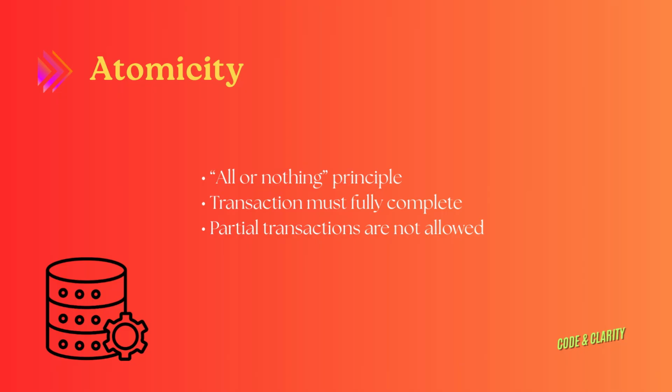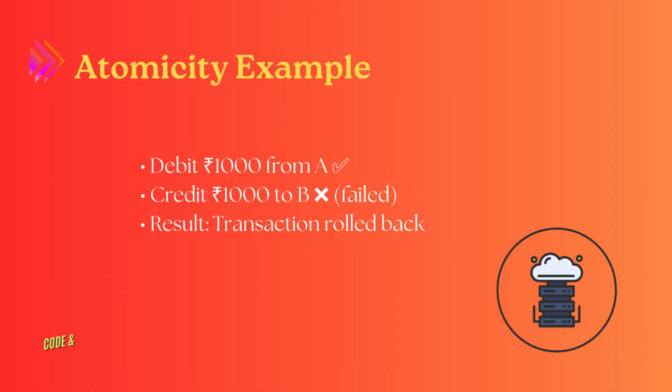Now let's consider an example for atomicity. In our bank example, suppose ₹1,000 is debited from account A, but crediting ₹1,000 to account B fails. In this case, the database will roll back the debit from account A, so no money is lost. This is atomicity in action. It means if it is debited and the crediting fails, the amount will be returned to account A.